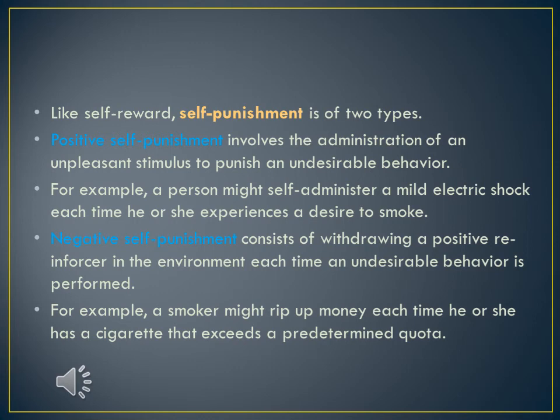For example, a person must self-administer a mild electric shock each time he or she experiences a desire to smoke. And negative self-punishment consists of withdrawing a positive reinforcer in the environment each time an undesirable behavior is being performed. For example, a smoker might rip up money each time he or she has a cigarette that exceeds a predetermined quota.